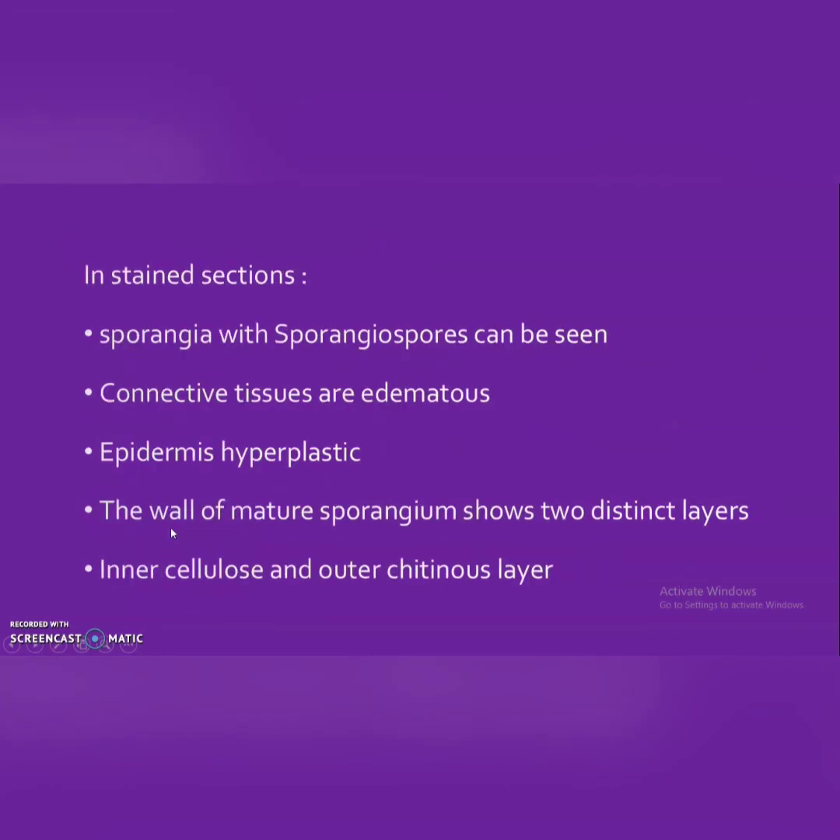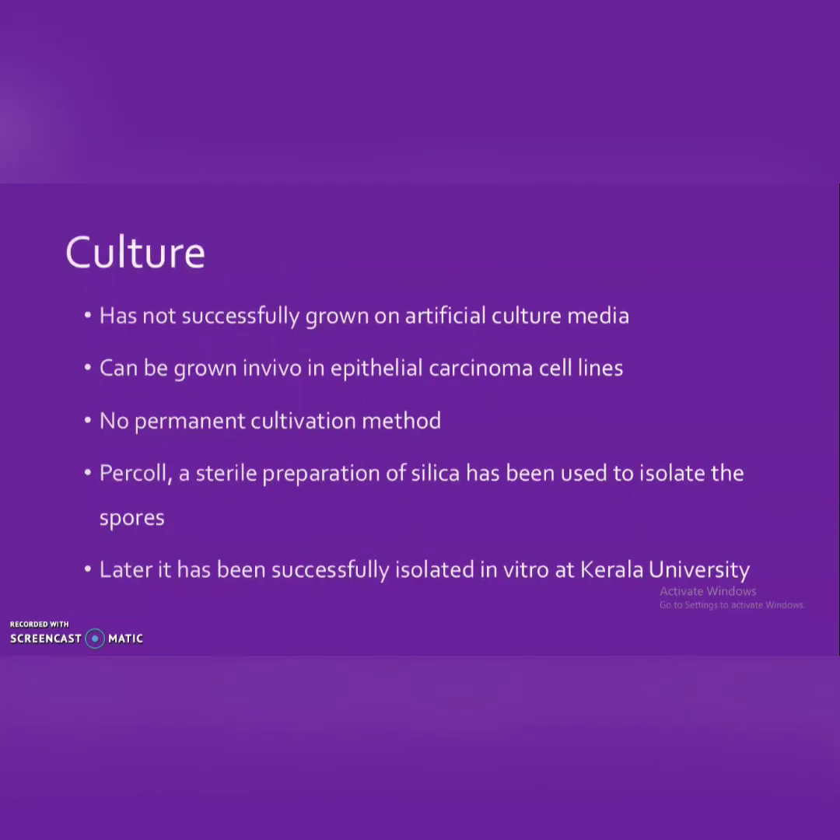Then in stained sections we can see sporangia, sporangiospores, connective tissue, epidermis, etc. Sporangium with sporangiospores are clearly seen. Connective tissue will be edematous in nature. Epidermis will appear hyperplastic, and in sections we can see the wall of the mature sporangium showing two distinct layers, that is, the inner cellulose layer and the outer chitinous layer. Then coming to the culture method, there is no successful method for culturing this Rhinosporidium.